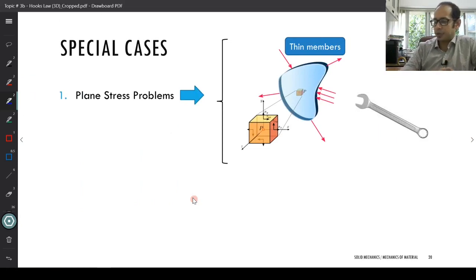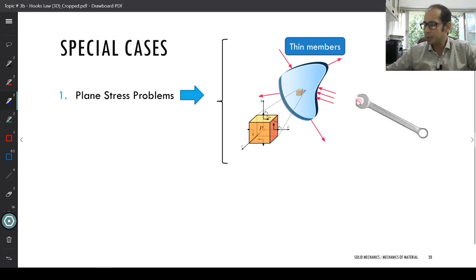The plane stress problems are applicable to members which are thin, right? When members are thin and you're essentially applying the load along only one particular plane, such that the stresses about the other plane vanish, right? So for example, the one that you see over here is an example of a spanner or a wrench, right?